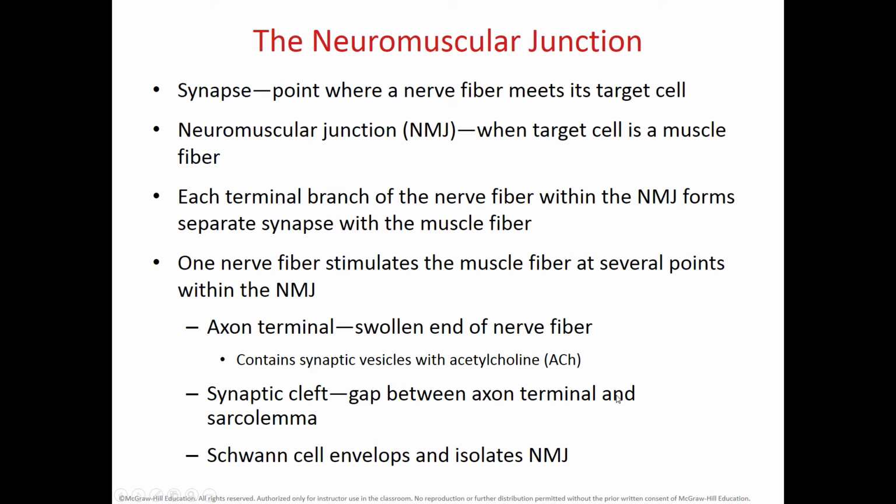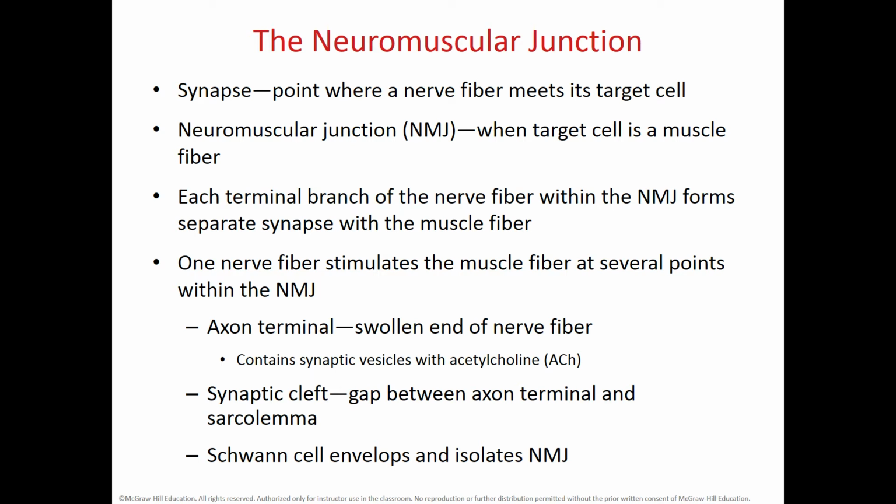So the actual name for the synapse between a muscle fiber and a nerve is the neuromuscular junction. The NMJ has two endings. It has the axon terminal, which is the ending of the nerve fiber or the motor neuron, that has these synaptic vesicles with acetylcholine, this neurotransmitter, or ACh.